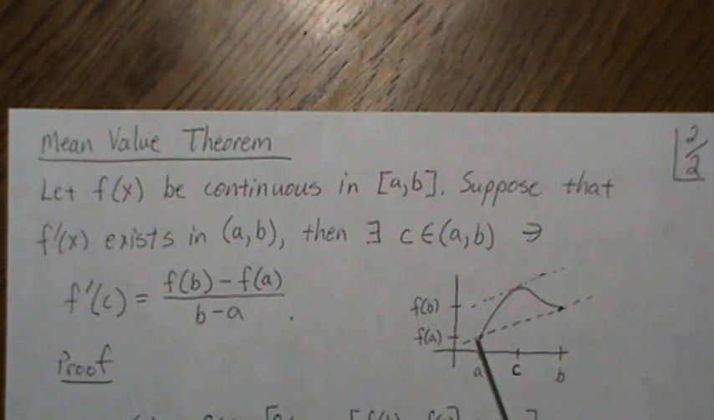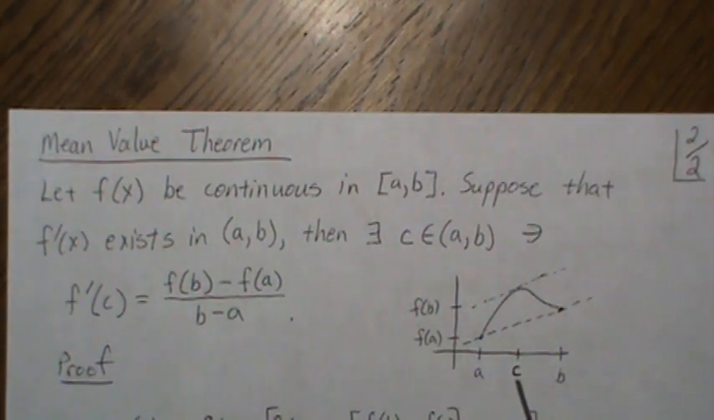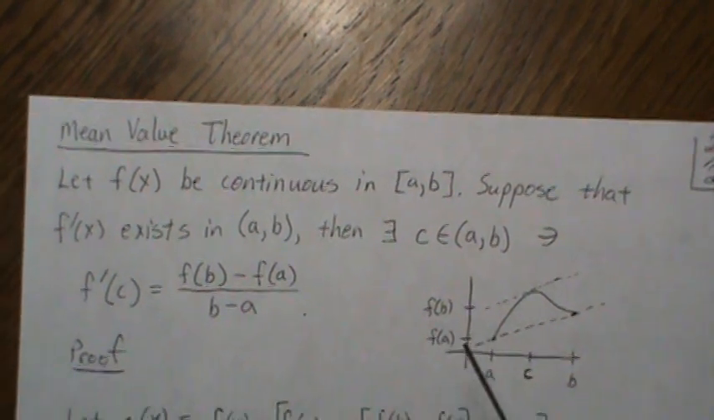So here's a and here's b. This is our function that's continuous. And there's some point along here that has a slope equal to this slope. But slope is derivative, so the derivative of f at c has that same slope.